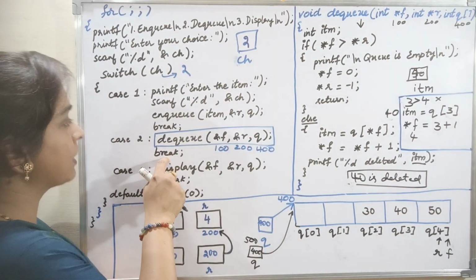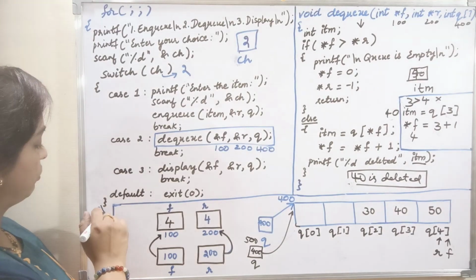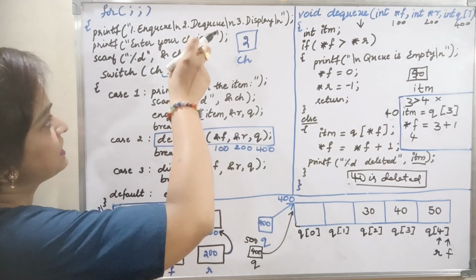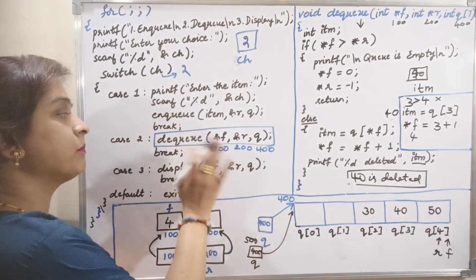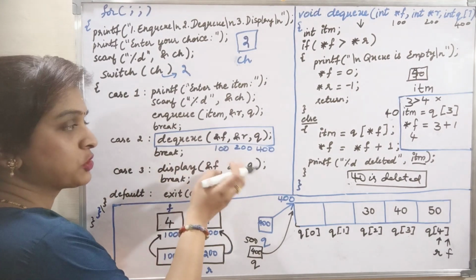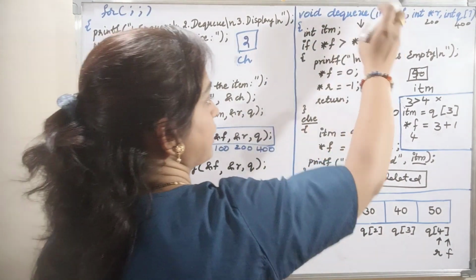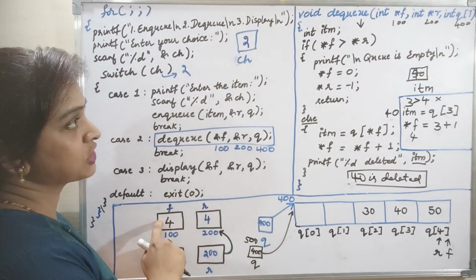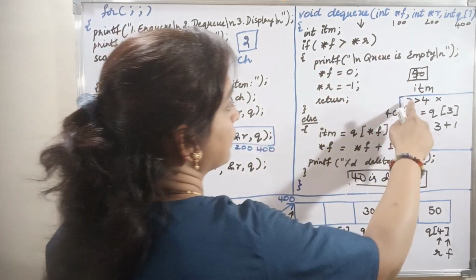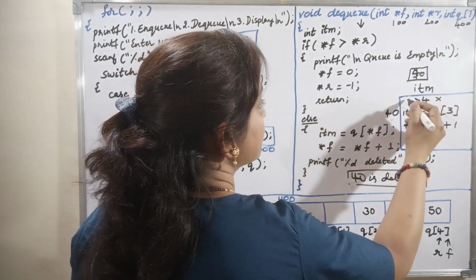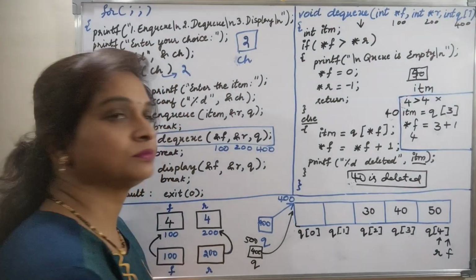Come here. Break. Come out of the switch block. But you will be inside the for block. Again the messages. Again the choice. Again the same 2 only. Choice 2. Again this function call. Come back here. Now value at the location is 4. Check here. Is 4 greater than 4?